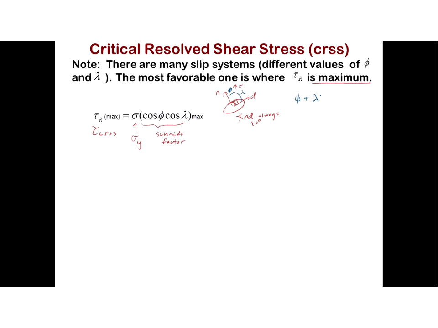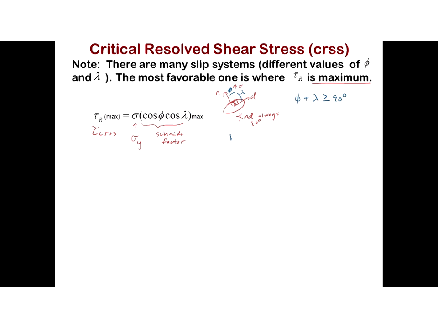Phi plus lambda, we can say, is always going to be larger than or equal to 90 degrees. It can't be any smaller than 90 degrees. The only way it could be 90 degrees is if the slip plane was exactly perpendicular to the applied stress. In other words, if you applied the stress exactly in the normal direction, then the angle between the stress and the normal would be 0, and lambda would be 90 degrees. Okay, so we know that that's true.